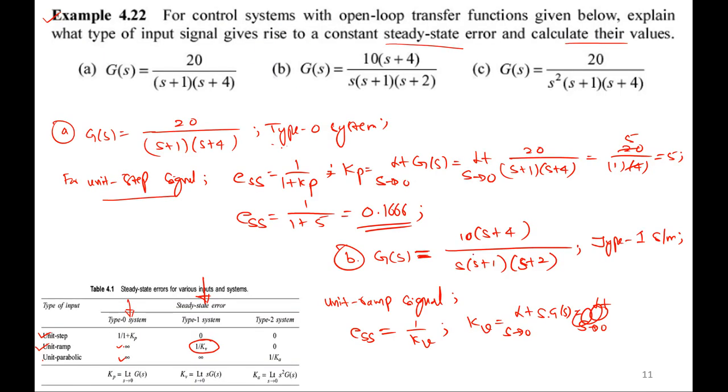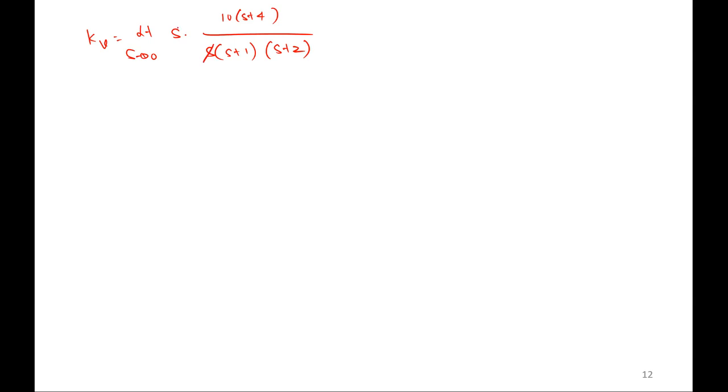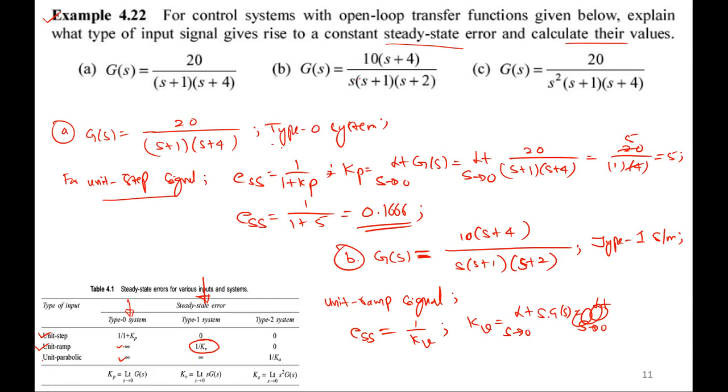Okay, part B. Then the s will get cancelled. Substitute s equal to 0. In the numerator, 10 into 4 gives 40. In the denominator, s is 0, so I am getting 1 and 2, and 2 into 2 is 4, so I get 20. kV is 20. So the steady state error ESS is equal to 1 by kV, which is 1 by 20. 1 divided by 20 is 0.05, the steady state error. So the finite value is 0.05, and the type of signal is a unit ramp signal.